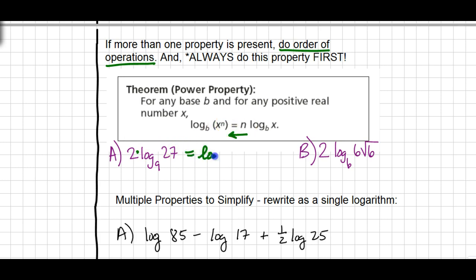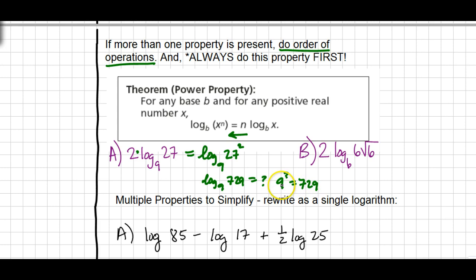So if I rewrite my problem, it's still going to be log base 9, it's still going to be of the number 27, but now that 2 is going to become a power. So 27 squared is 729. So now I'm in a situation where I can just use my knowledge of logs to rewrite this in exponential form and then try to solve. So it's a base 9 problem. I'm raising to an unknown power and I'm trying to get to 729.